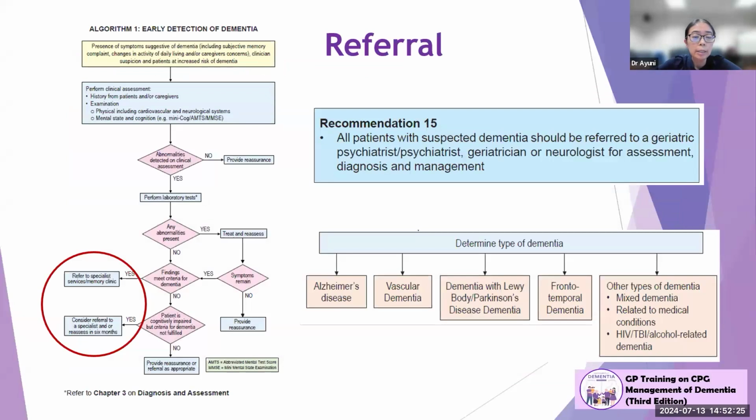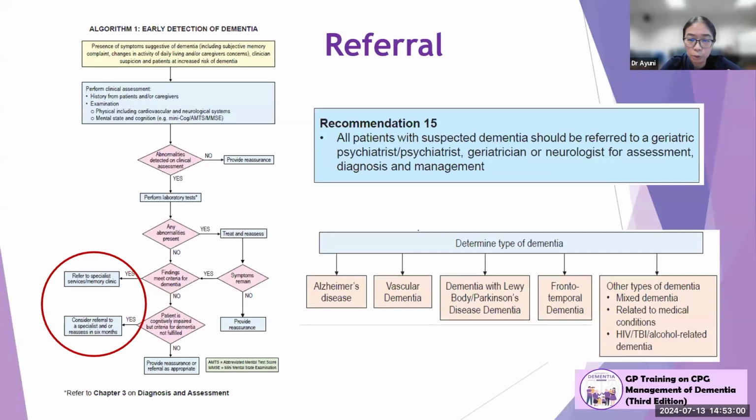Okay, I think this is almost the end of my lecture already. So this is the algorithm. From the presentation of signs and symptoms suspicious of dementia, you need to perform your history, physical examination, then your cognitive assessment. If you detect something abnormal, then you run the lab tests like we just recommended. If, let's say, there is B12 or folate deficiency, please treat it first. Then if nothing is abnormal, you can refer.